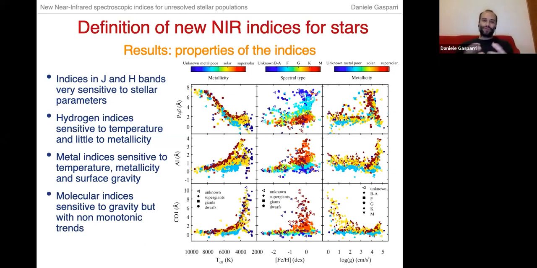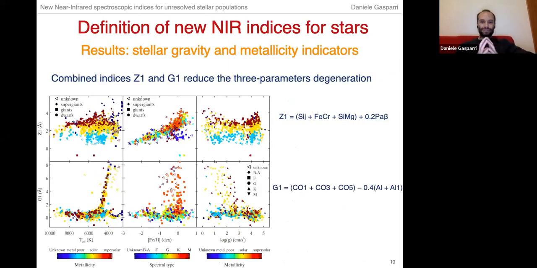The hydrogen indices, of course, are very sensitive to temperature, like in the optical, and little to metallicity, while the metal and the molecular indices are sensitive basically to the three considered parameters. So it's the degeneracy between three parameters: metallicity, surface gravity, and temperature. So in order to define metal indices sensitive only to metallicity and mainly to surface gravity, I also defined two composite indices that can actually be used to measure the metallicity of the stars, especially the Z1 index.